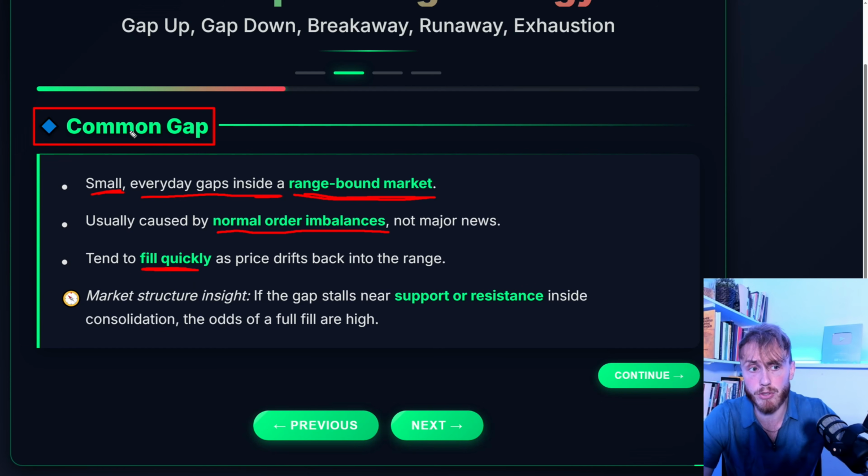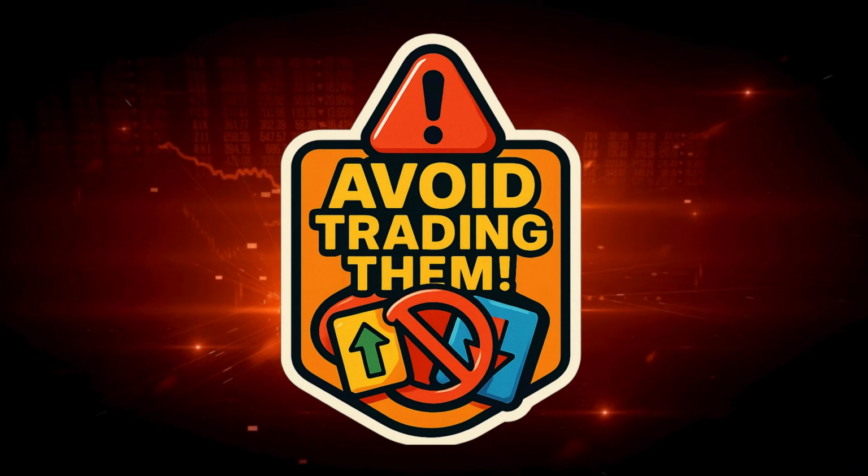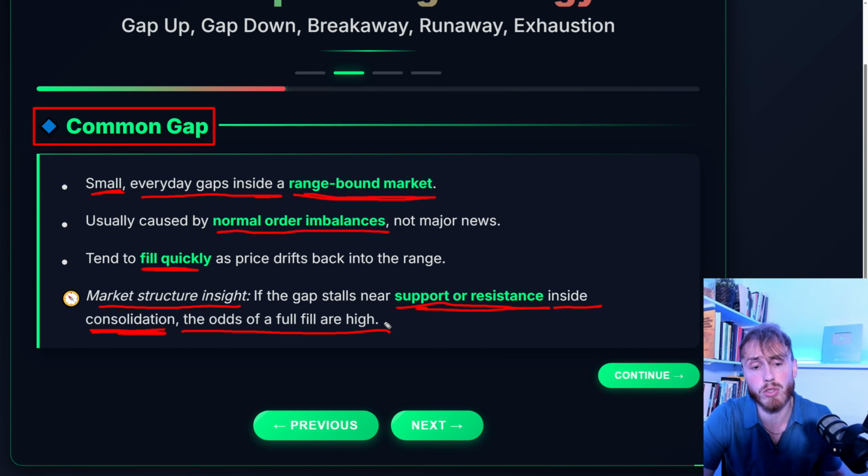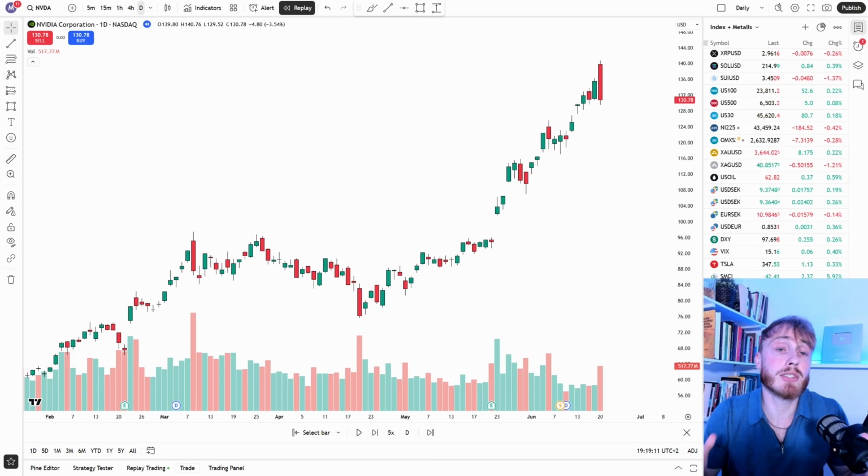But it is important to be able to identify the common gaps so you can actually avoid trading them. And here is just a quick bonus tip, a market structure insight: if the gap either stalls near support or resistance, or even more importantly, if it's inside a consolidation, the odds of a full fill are high. But right, so now let's actually jump into TradingView and let's see if we can find any of these common gaps that are not significant.